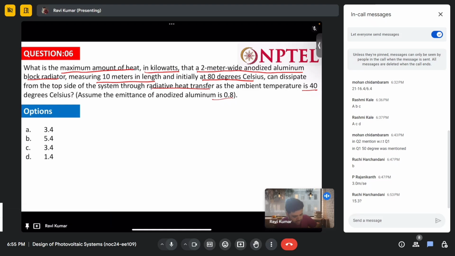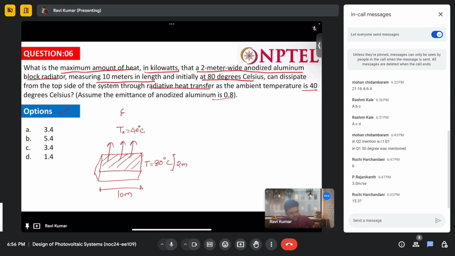The question says we have a surface like this. This is the surface. The temperature is 80 degrees Celsius. Atmosphere temperature is 40 degrees Celsius, and it is the radiation which is coming out, and it is given like 80, 10 meter and 2 meter. These are the dimensions, and the emittance is given 0.8. All this information is given here. You need to calculate the Q, that is from radiation.